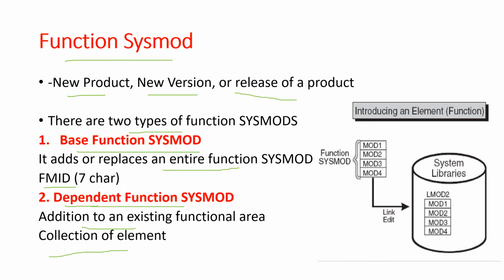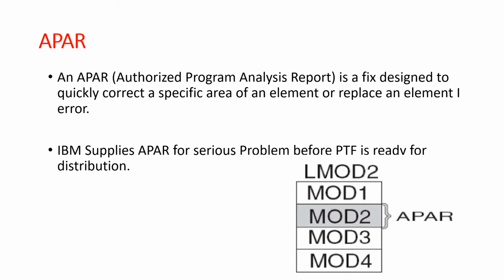Let's come to this picture. So introducing an element, this is the function SysMod. The installation of the function SysMod link-edits object modules like mod 1, 2, 3, 4 to create a load module, LMOD2. The executable code created in the load module LMOD2 is installed in the system library through the installation of the function SysMod. So APAR stands for Authorized Program Analysis Report.